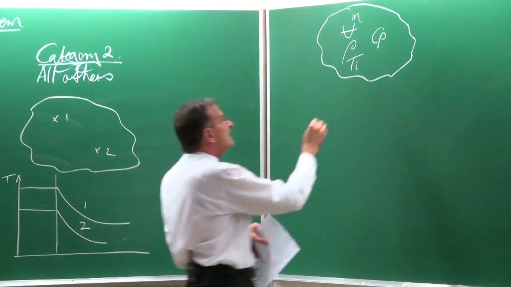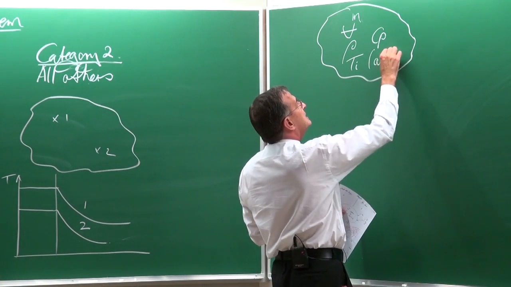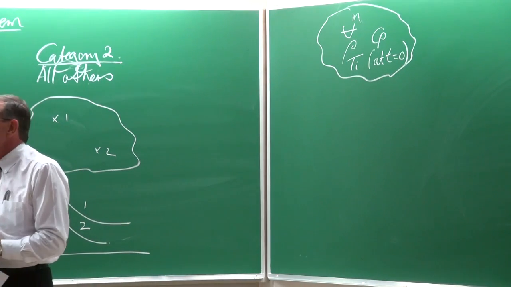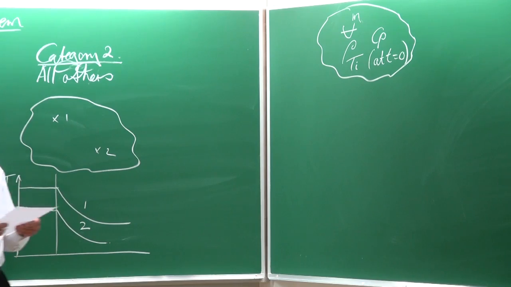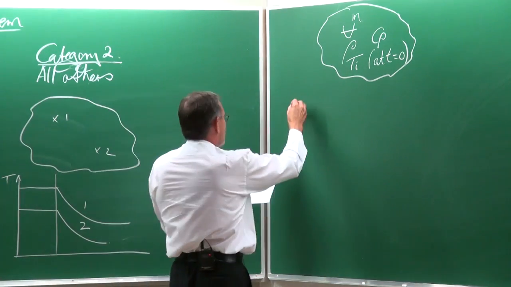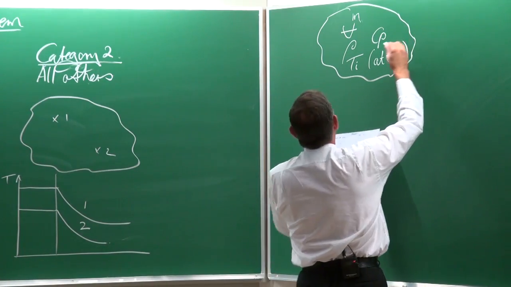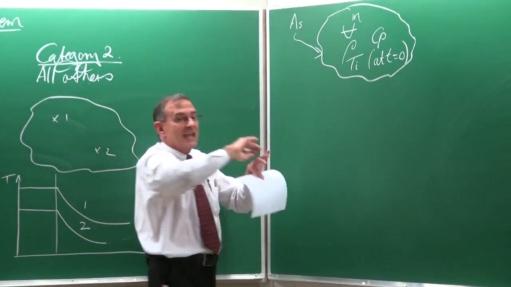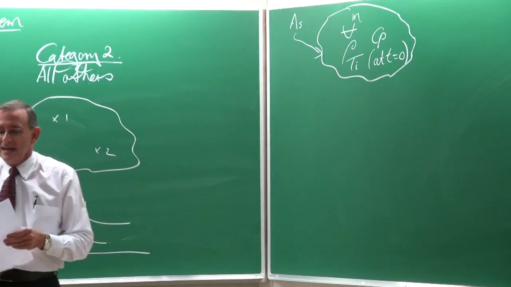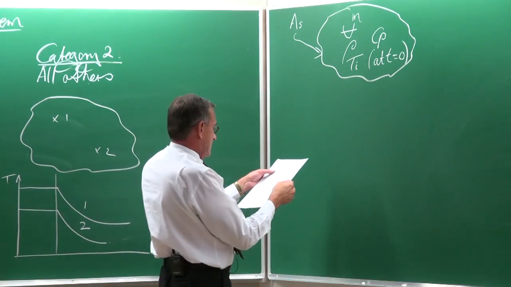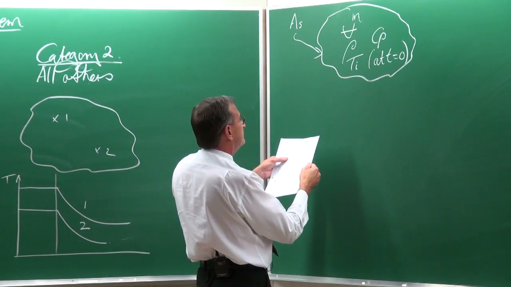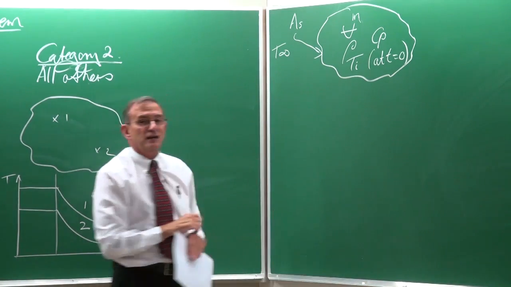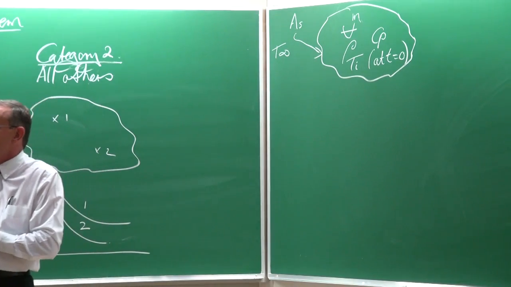So Ti is the temperature at t equals 0. On the outside, we have the surface area As, and then we also have the outside temperature, T infinity, far away from the body.